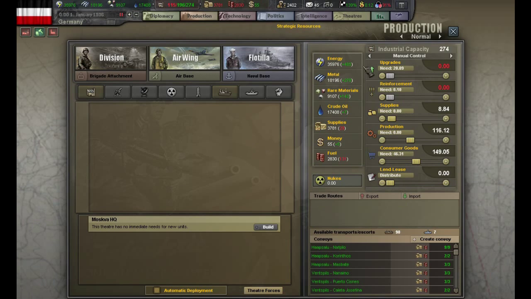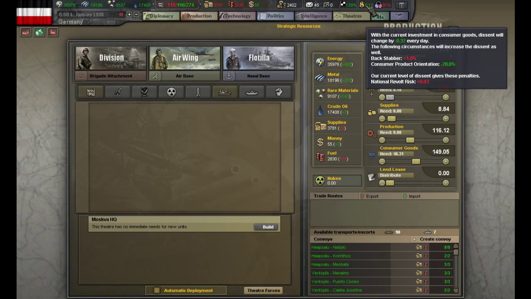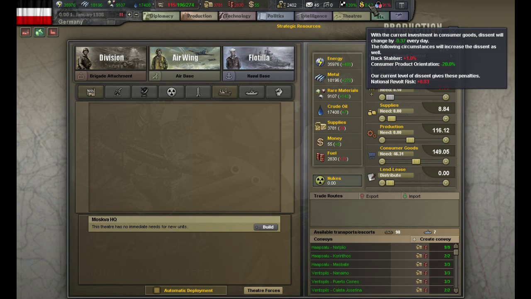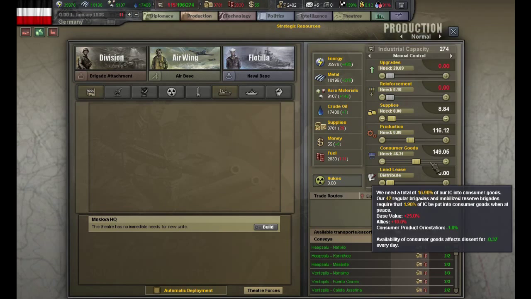Otherwise, you're going to have more dissent, more unrest. As you can see, with our current investment, which is really a large investment in consumer goods, our dissent will decrease by 0.37 every day. We only have 0.12 right now, but that 0.12 currently gives us a revolt risk of plus 0.03. Now, revolt risk reduces the throughput of supplies, it reduces the effectiveness of your troops in fighting, and it increases the chance that random partisans could spawn and start an open revolt against your country. So you really want to keep an eye on your dissent. It's an all-around bad thing for your country.